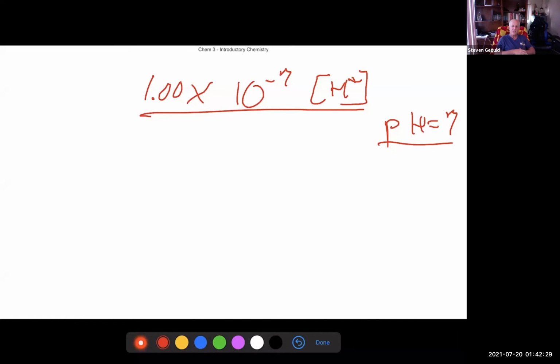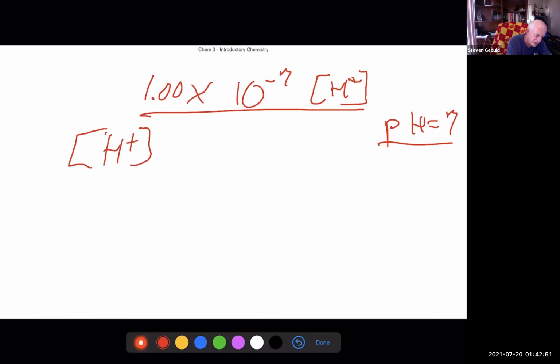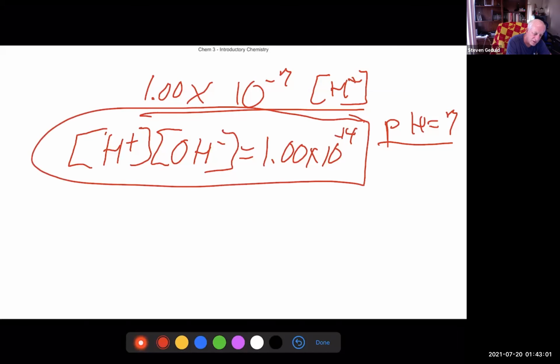As the acid concentration goes up, it becomes acidic. As the acid concentration goes down, it becomes basic. So remember, neutrality is when they're both equal to 10 to the negative 7. So the concentration of H plus times the concentration of OH minus is always going to equal 1.00 times 10 to the negative 14. That's one of the equations we're going to use. The H plus times the OH concentration is always going to equal 10 to the minus 14.